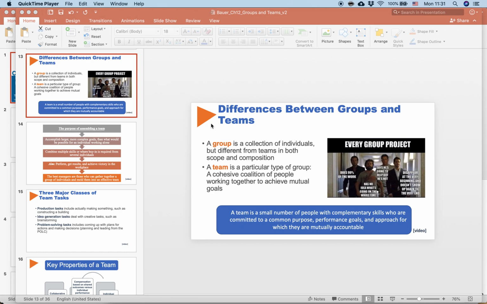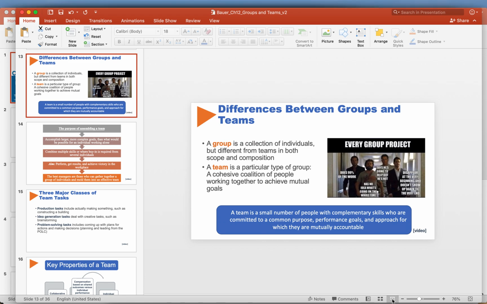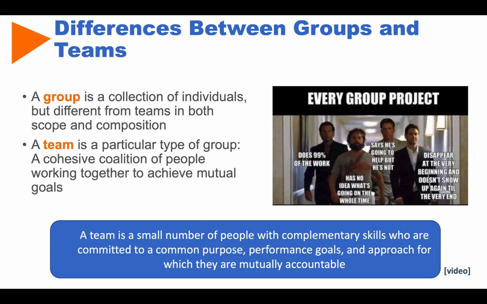So, looking at differences between groups and teams and heading into teams and purposes of having teams in organizations. A group, we talked about before, is a collection of people coming together that are interacting in some way. A group is literally just people hanging out together, maybe sharing some information, but not necessarily working towards a common mission or common mutual goal, which is what a team is.